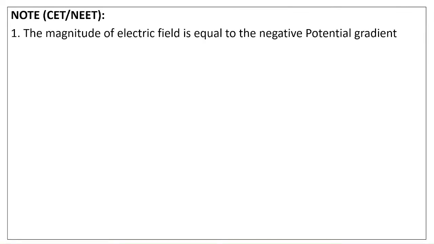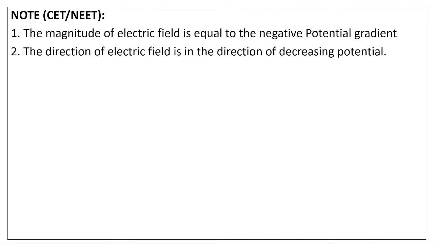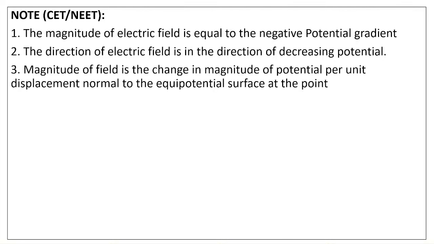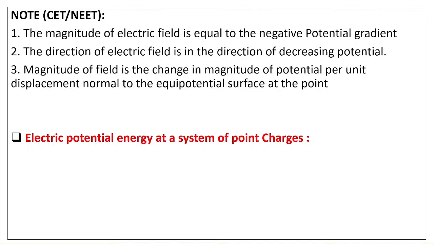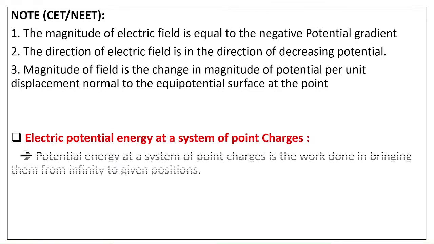Note, for CET, NEET. 1. The magnitude of electric field is equal to the negative potential gradient. 2. The direction of electric field is in the direction of decreasing potential. 3. Magnitude of field is the change in magnitude of potential per unit displacement normal to the equipotential surface at the point.